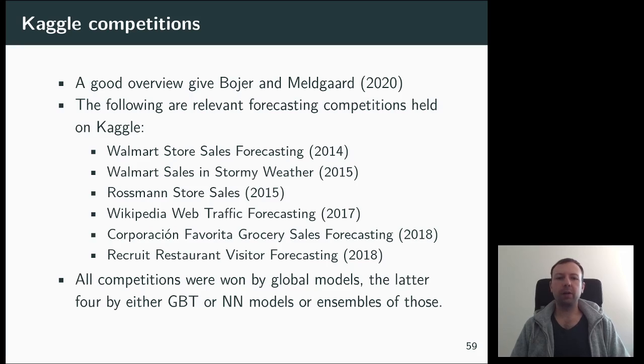And very notably, all these competitions were won by global models. So already in 2014, competitions on Kaggle were won by global models when, in the forecasting community, it would still take another couple of years until they were really known. And the latter four that I mentioned here were actually won by just globally trained gradient boosted trees and neural network models or ensembles of those.